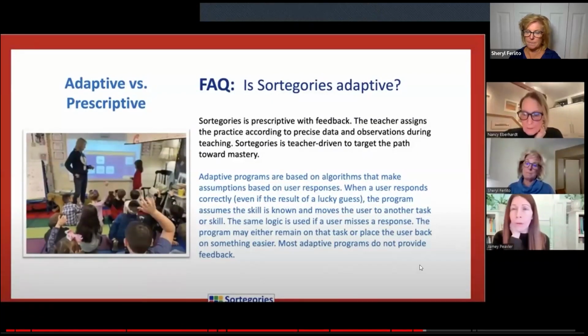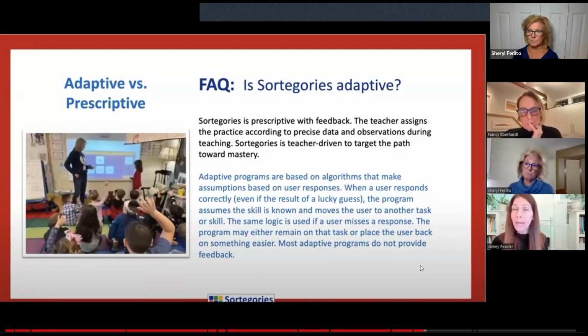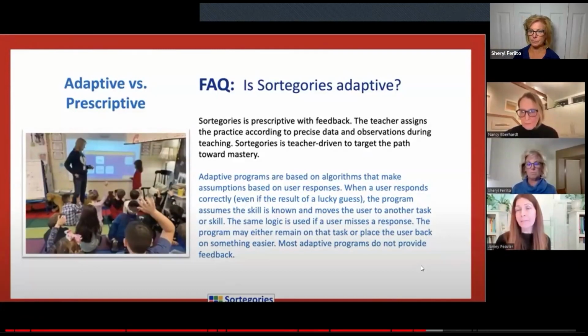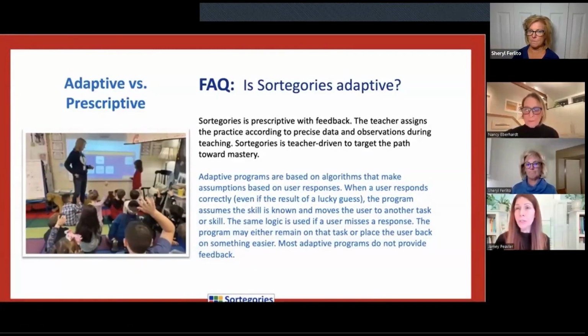So I think it's a little misleading sometimes that we assume adaptive is always what we want. So it's important to know what adaptive is actually doing. So when you take an assessment, whether it's a formal assessment, or maybe a placement assessment in a program, something that's adaptive is based on an algorithm. So when a student gets an item correct, the algorithm decides, oh, that therefore means they have this skill, let's give them something harder. And it could either be harder of the same skill, or it could be harder in an unrelated skill.